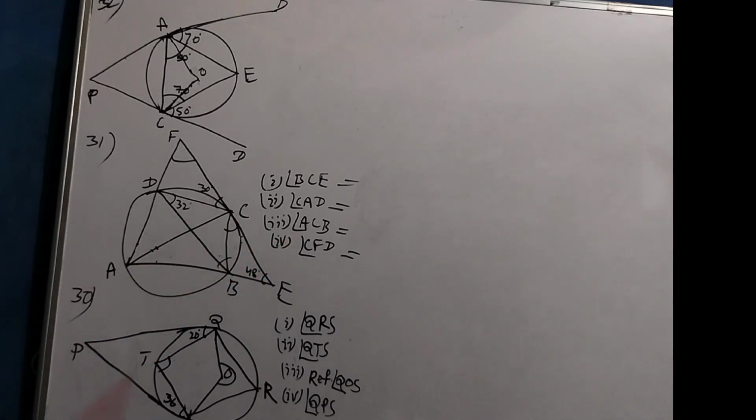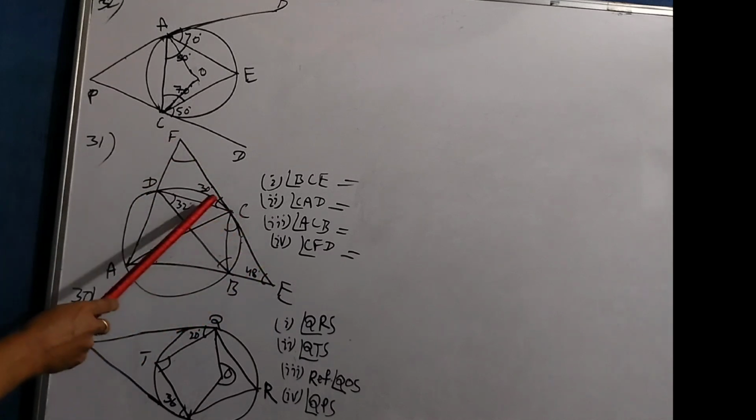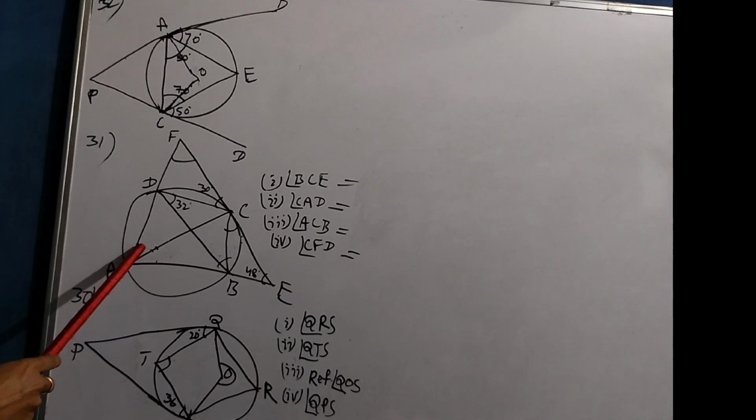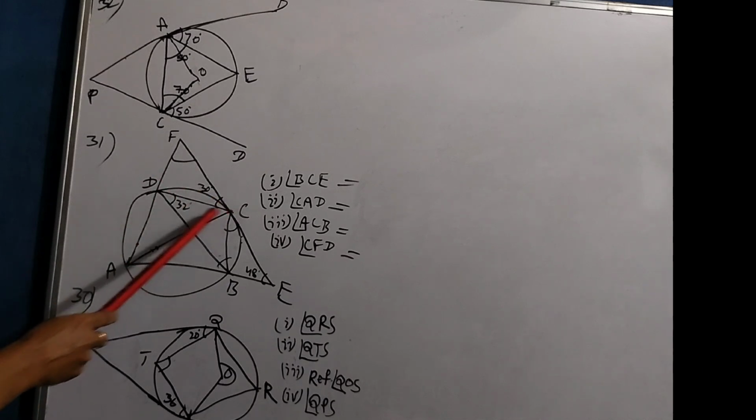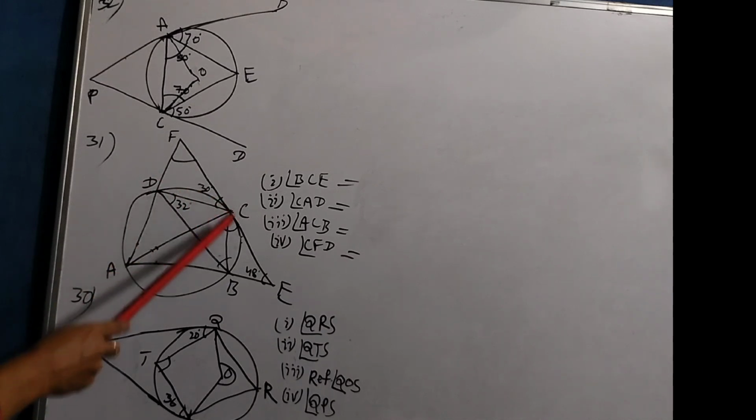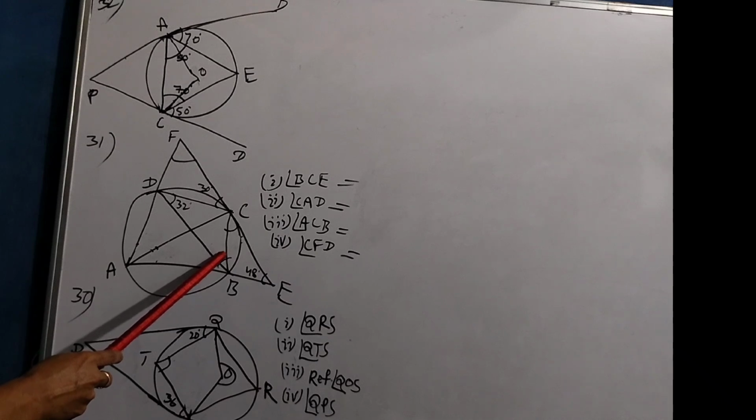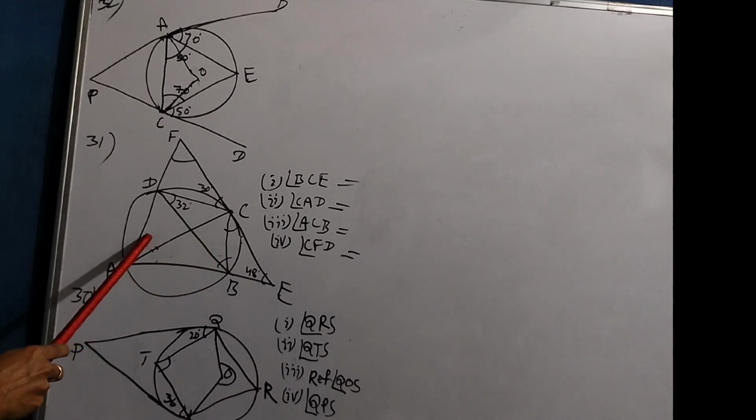Now here CD is the chord and this is the tangent, so there is an alternate segment angle. From C and D, the angle subtended is this one, and from CD the angle subtended is this one. So this is your 30 and this is also 30. This is your alternate segment angle, 30, 30.